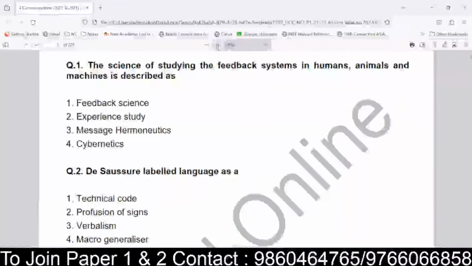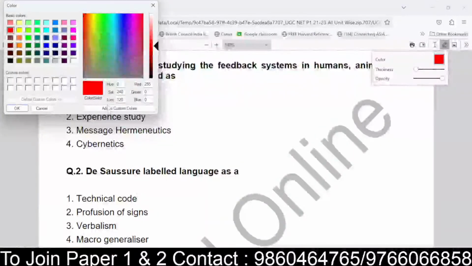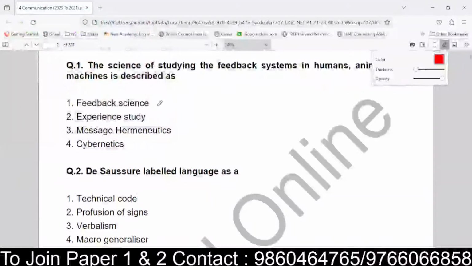So we have the first question on the screen. So what is this first question about? The science of studying the feedback system in humans, in animals and in machines is described as what? So we are talking about the science of studying the feedback system. Is it called feedback science? Is it called experience study? Is it called message humanities, or is it called cybernetics?